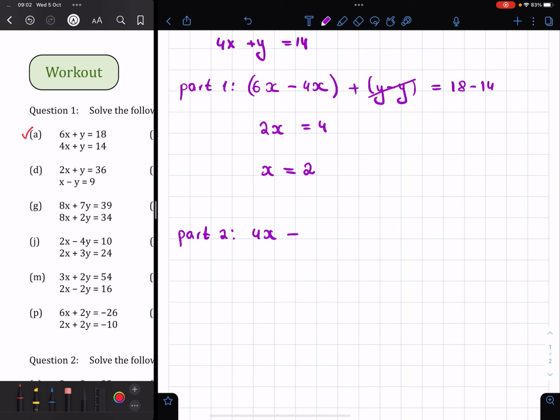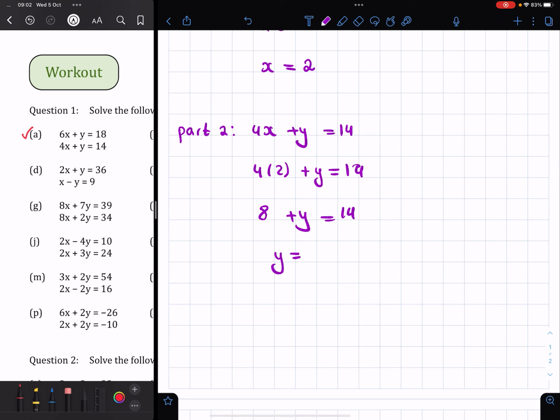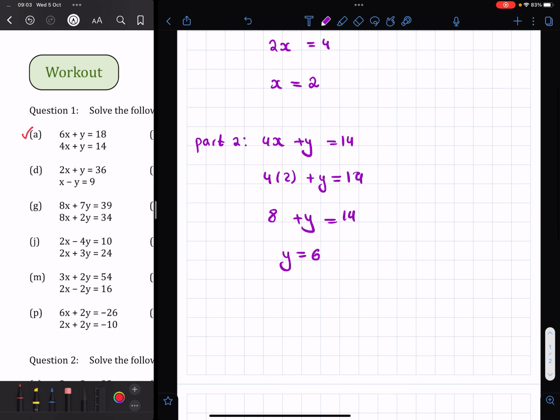we have 4x plus y equals 14. So instead of x, I'm going to write down 2. It's going to give me 14 still. So 8 plus y equals 14. So then basically y equals 14 minus 8, which is 6, right? 6. So it will be better at the end to just write down the answer. So basically the answer is x equals 2, y equals 6.